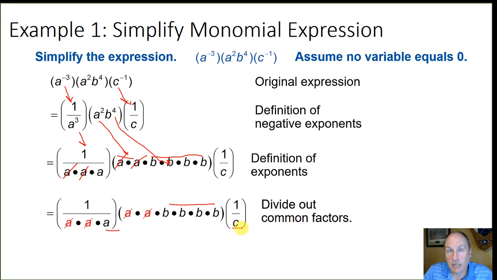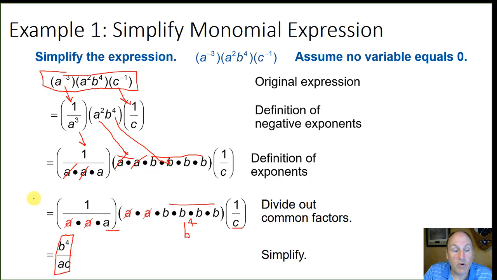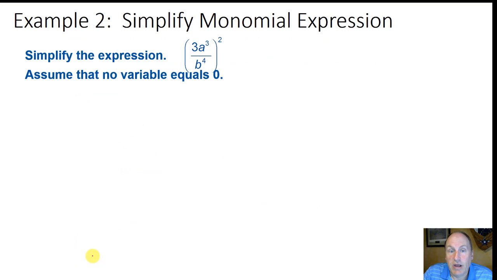Now, to keep it in simplest form, we have to simplify b times b times b times b and turn it into a single b term. And so that is the same as b to the fourth. So we have b to the fourth divided by the quantity a times c, and that is our simplified monomial expression. All of this, which is algebraically equivalent to this at the bottom, is rewritten so that it's a simpler expression to deal with. Let's look at another example, again assuming that no variable equals 0.